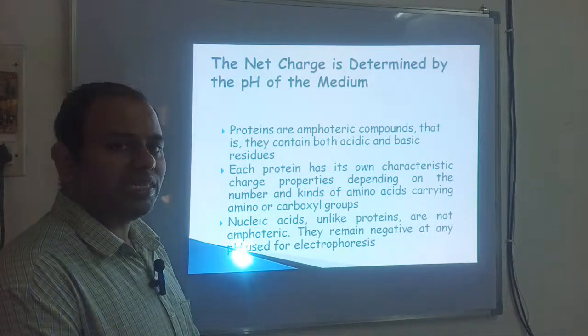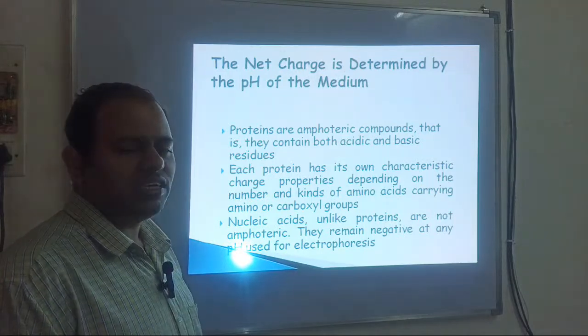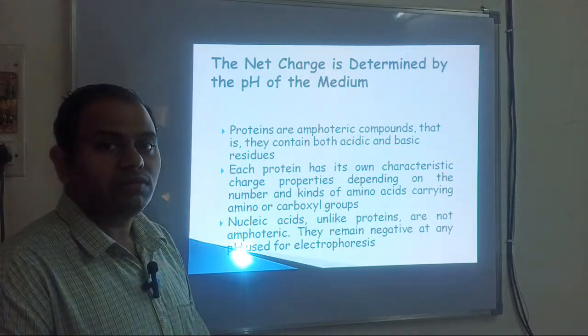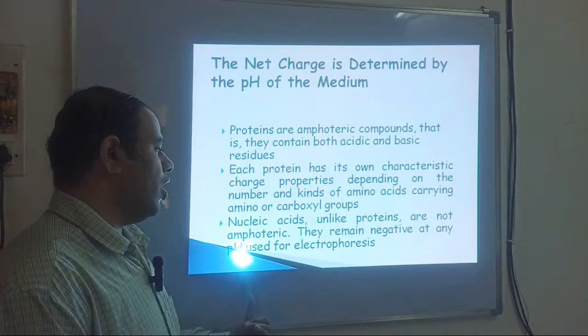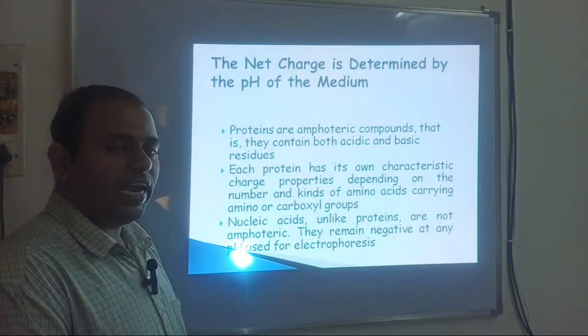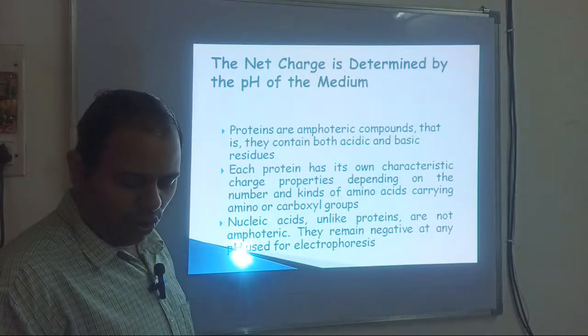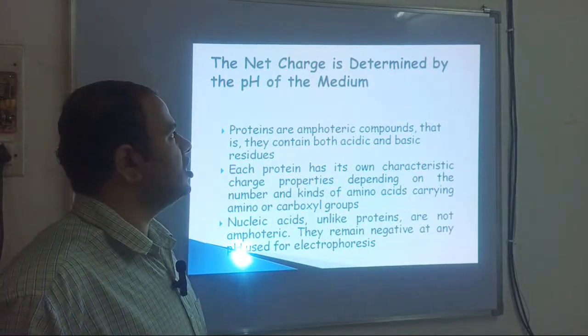If the number of basic amino acids is more, the protein has a positive charge, and if acidic amino acids are more, the protein has a negative charge. If the protein is neutral, then it will not move in an electric field. So all in all, they have to be given a negative charge for electrophoresis. I already told you the negative charge is given by certain detergents such as SDS.